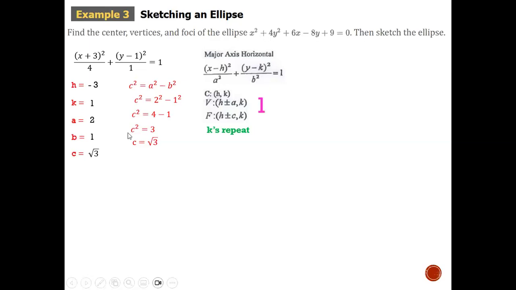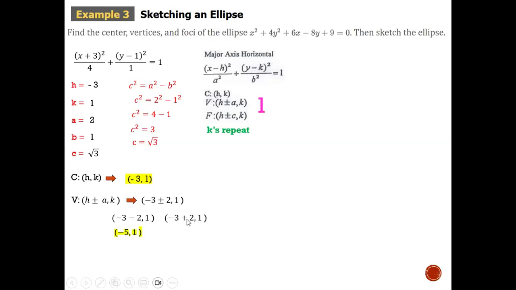Now, all of these are going to help me find what I need, my center, my vertices, and my foci. So right here, center is the h and the k. So you plug that in. h, k, negative 3, 1. My vertices are h plus or minus a, and k. So let me set that up. h plus or minus a, and k. So negative 3 minus 2 gets negative 5 and 1.